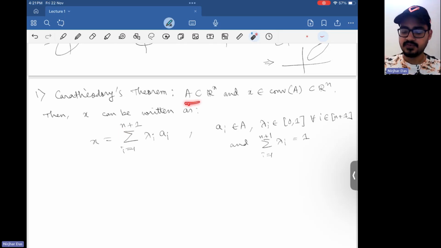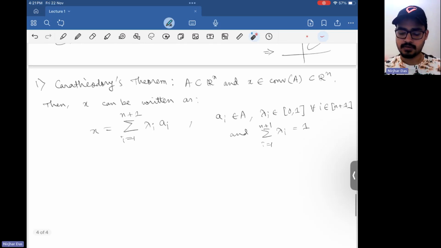So this A might have an infinite number of points in it, but you don't need all those many points, right? If you are given a point in the convex hull of A, then there exist at most n plus 1 such points in A, whose convex combination will give you this point that you are interested in.